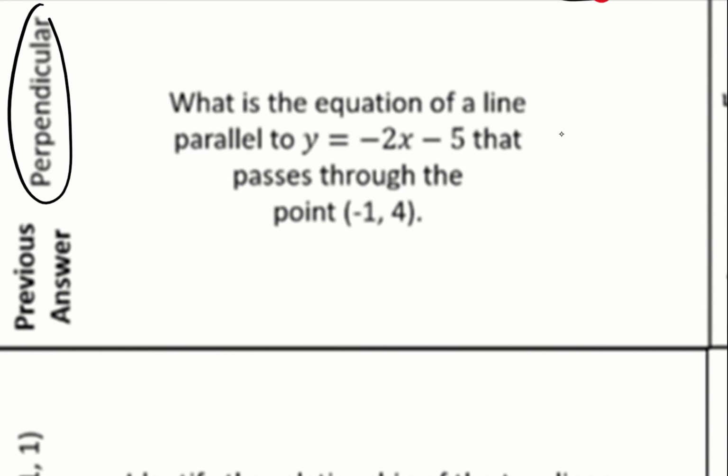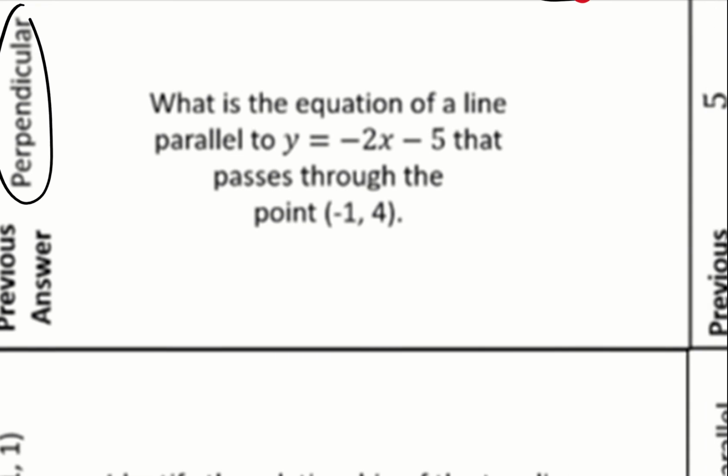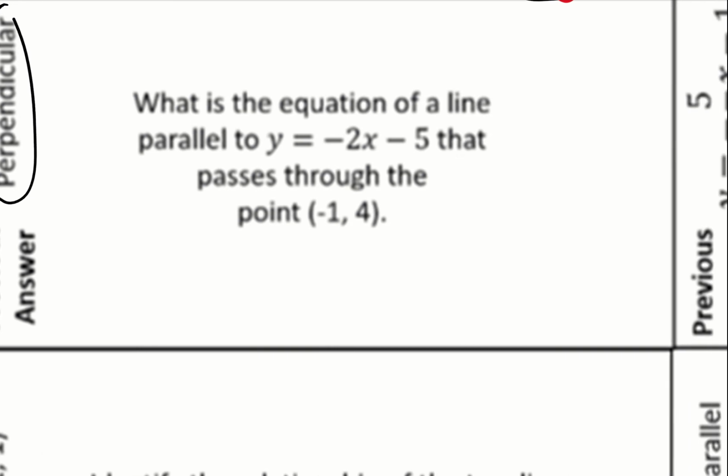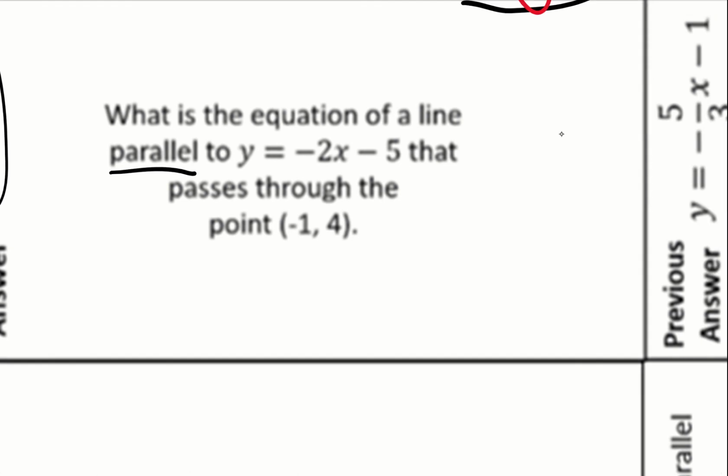problem. So let's see. It says what is the equation of a line parallel to y equals negative 2x minus 5 that passes through the point with negative 1, 4. So we want a line that is parallel, which means the slope has to be the same. The slope of this line is negative 2. So we know that the slope is equal to negative 2, and that's the same thing as the slope of the parallel line. And we have a coordinate x and y.